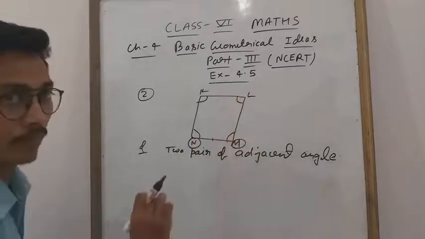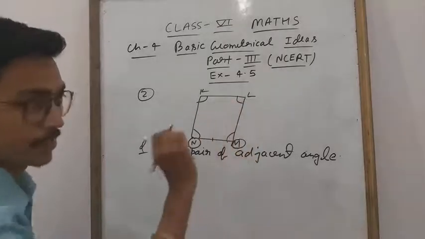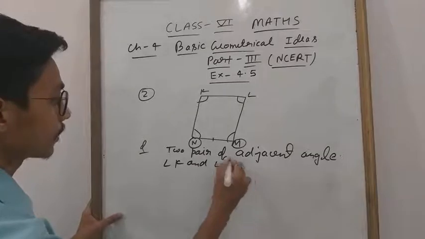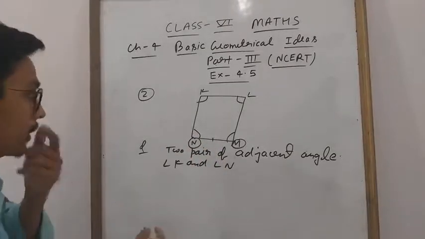Similarly, L and M, they are adjacent. Why? Because they lie on the same side. So what can you write down? You can write down angle K and angle N, they lie on the same side. Or what else can you write down, student?